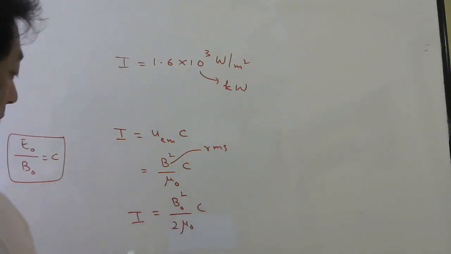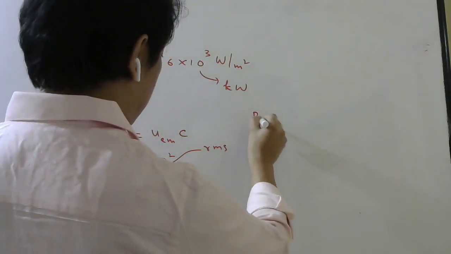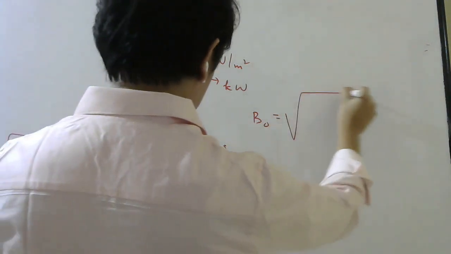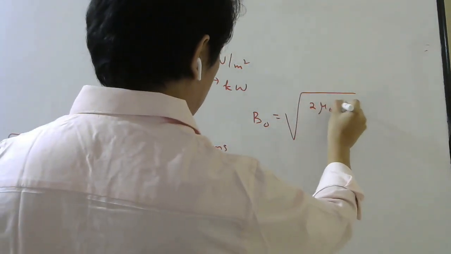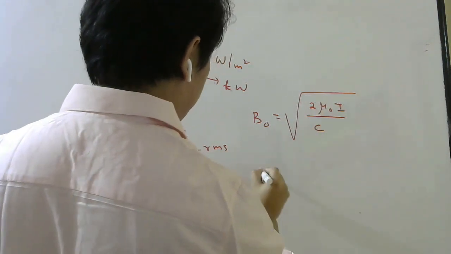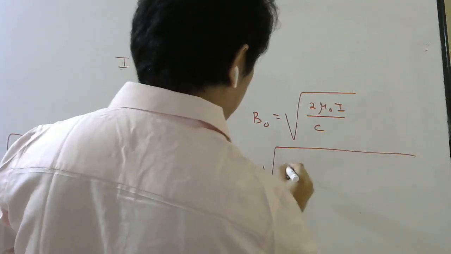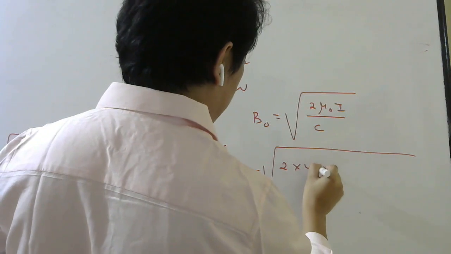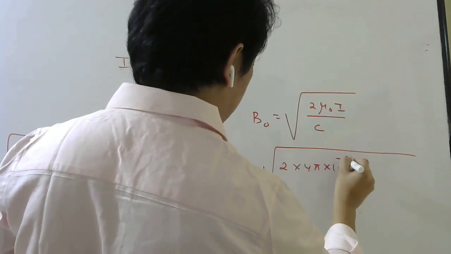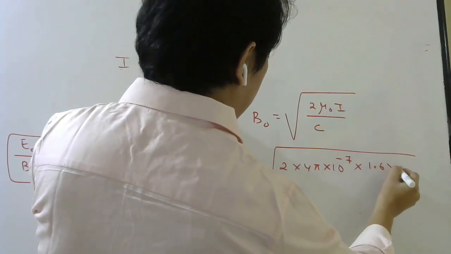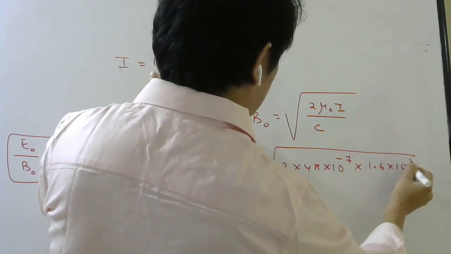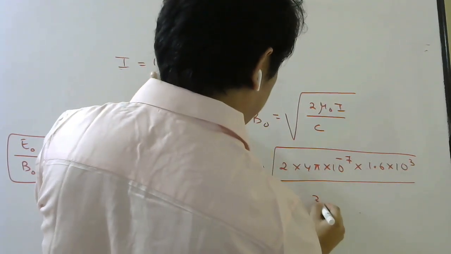So what will be your B naught here? Cross multiply. So B naught will be square root of 2 mu naught I by C. Mu naught value is 4 pi into 10 power minus 7. Intensity is 1.6 into 10 power 3 divided by C.